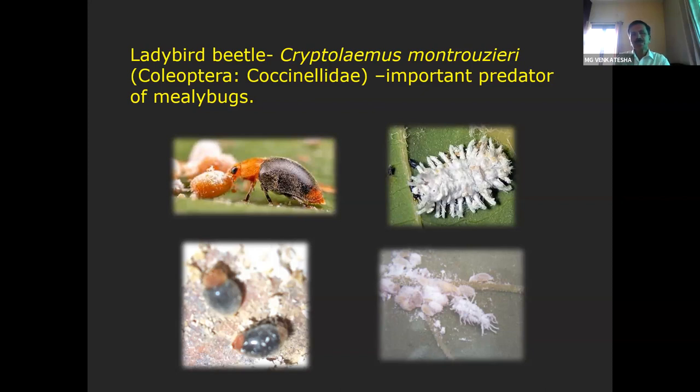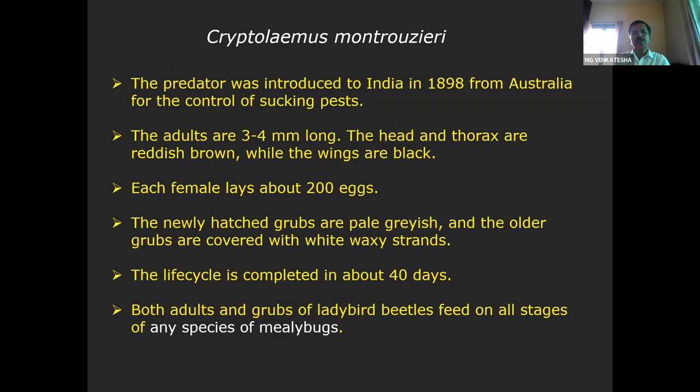Next slide, please. So this Cryptolaemus montrouzieri predator was imported in 1898 from Australia and introduced to control the sucking pests, especially the mealybugs, Planococcus citri. And this is a small beetle. Each beetle lays about 200 eggs. And in this case, both the grubs and the adult beetle feed on the mealybugs, all stages of mealybugs. The life cycle is completed in about 40 days.